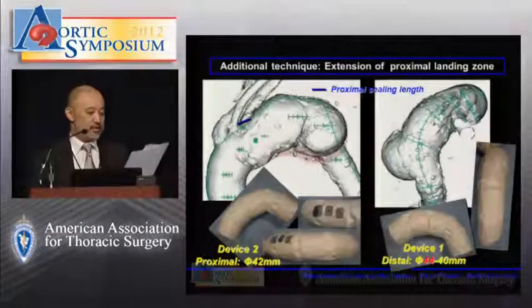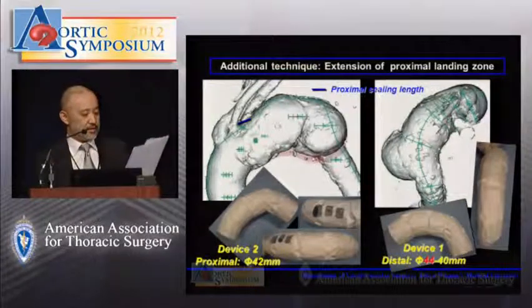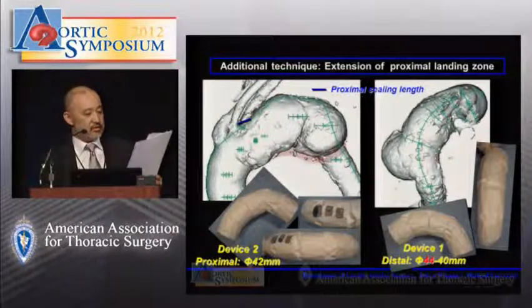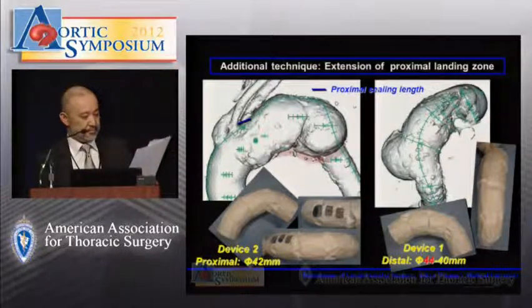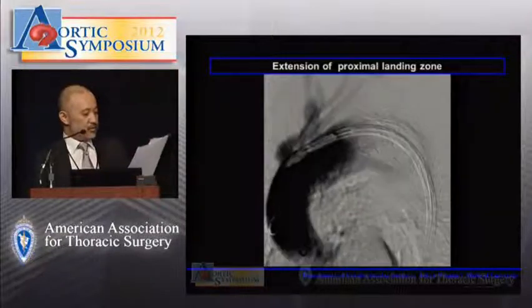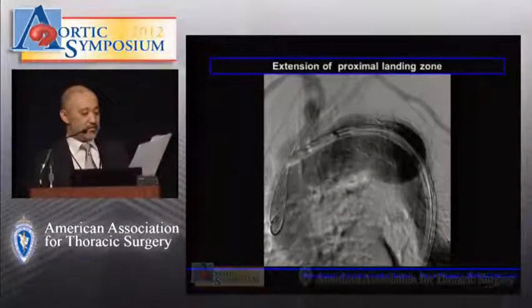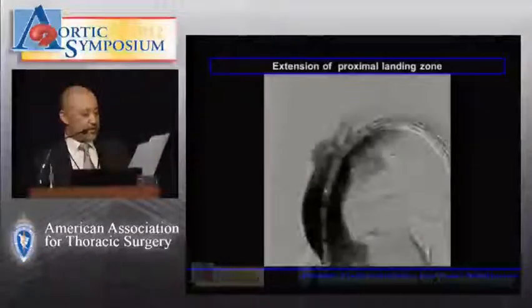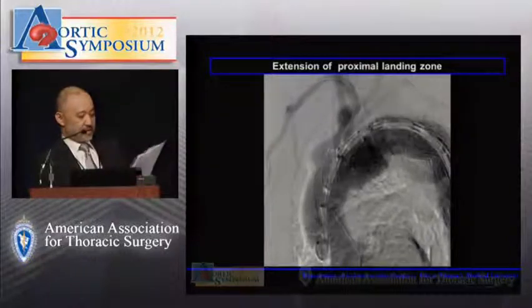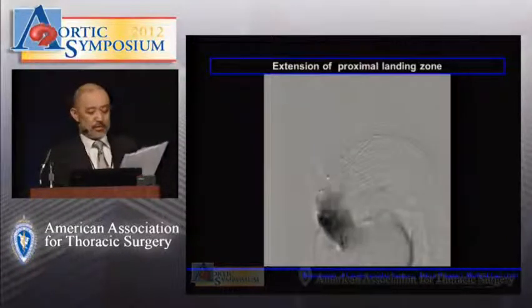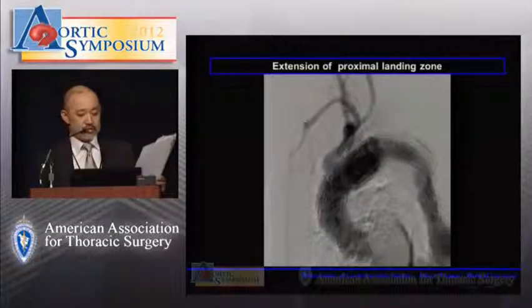When the proximal landing zone has a reverse tapered shape, we have to make an additional sealing zone. In this case, the device diameter of the distal stent graft was oversized to the proximal one. TAG was already implanted from the descending aorta, and the distal device landed at the reverse tapered neck to extend the proximal sealing zone. Finally, the proximal fenestrated device could extend the proximal landing zone and secured proximal sealing.